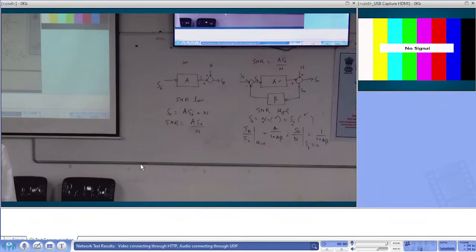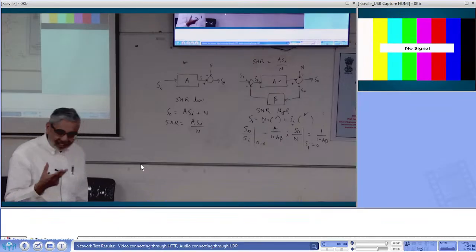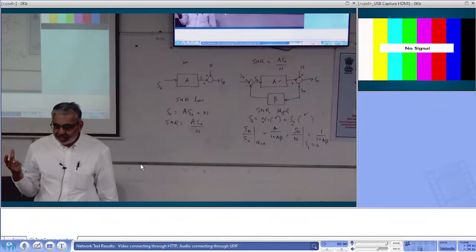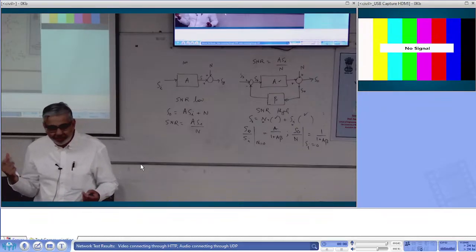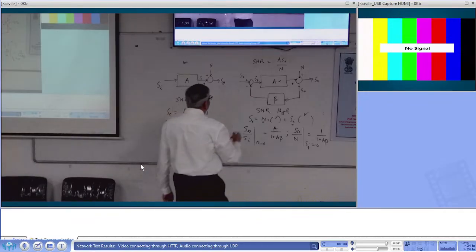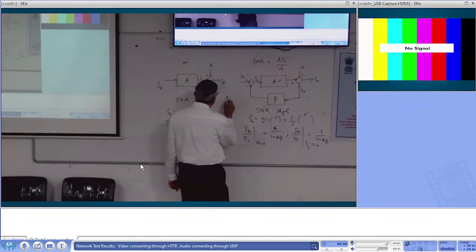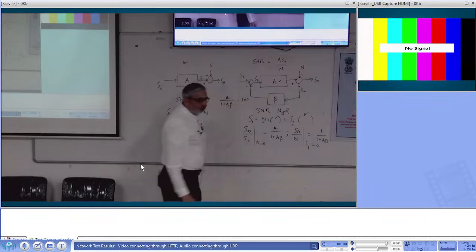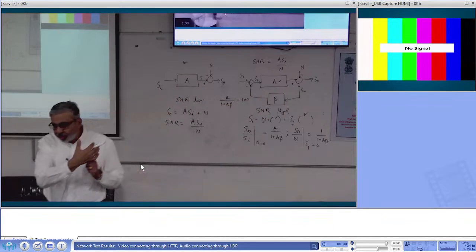What is the gain of an op amp, an operational amplifier? The open loop gain. You all must use op amps, so how much is its gain? Very high. Let's say 1 lakh, 10 lakh, something like that, right? So you use an op amp here. So what do you want? A on 1 plus A beta, you want 100, right? If you use the right amplifier.